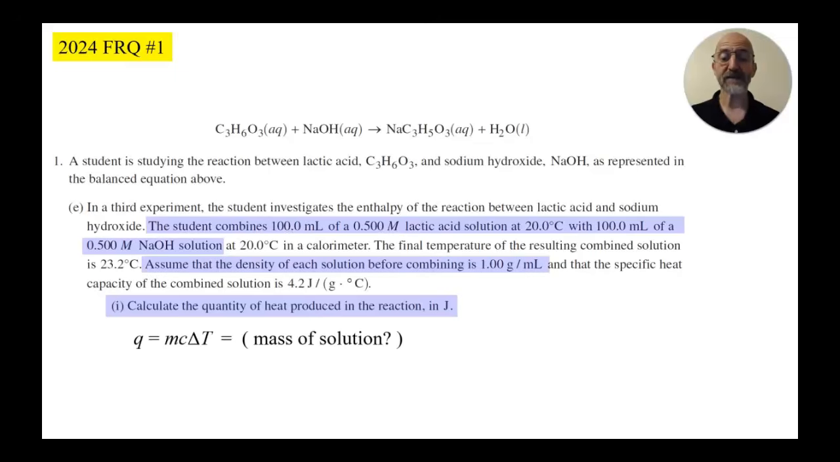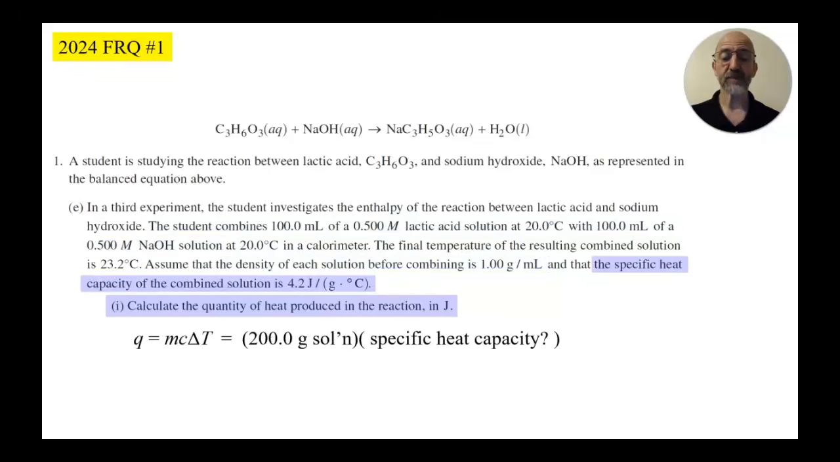Now, the mass of the solution would be 100 milliliters of each, so that's 200 milliliters. Of course, volume is not the same as mass, but they say assume that the density of each solution is 1 gram per milliliter. So if I have 200 milliliters of total volume when I combine these solutions together, then with a density of 1 gram per milliliter, 200 milliliters is also 200 grams. So I have 200 grams of solution.